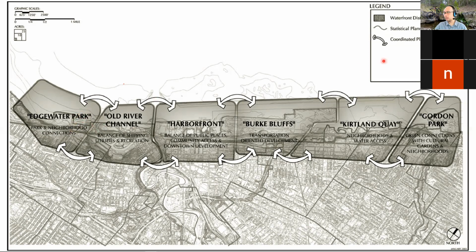So the arrows signify coordinated planning efforts, especially in these boundary interfaces. They may place a greater focus on these segment boundaries, so that the transition from one segment to another may feel seamless, may feel continuous.